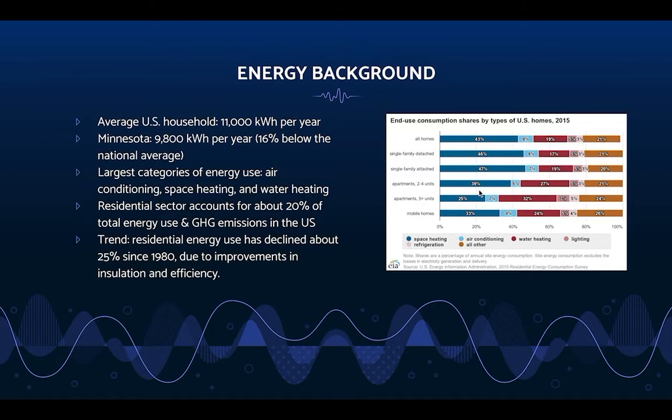And the largest categories of energy use are air conditioning, space heating, and water heating. And together, these categories account for over half of a household's energy consumption. The residential sector accounts for roughly 20% of total energy use and also 20% of total greenhouse gas emissions in the United States. And over the past few decades, the trend is that residential energy use has been declining, even though modern houses are bigger and have more appliances and electronics. And this decline can be attributed to many factors like improved insulation and more efficient heaters, air conditioners, and appliances.